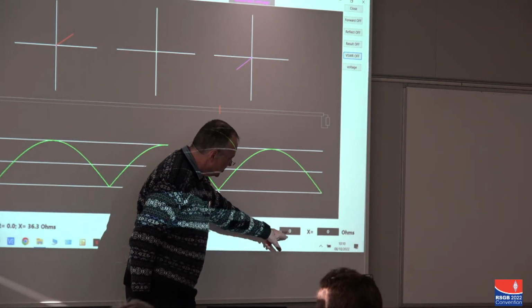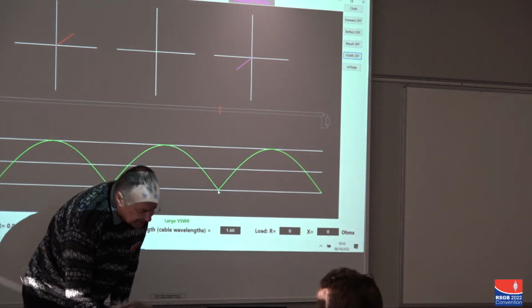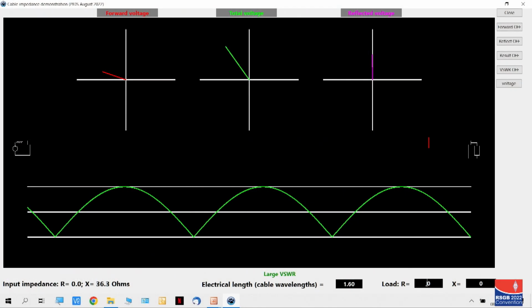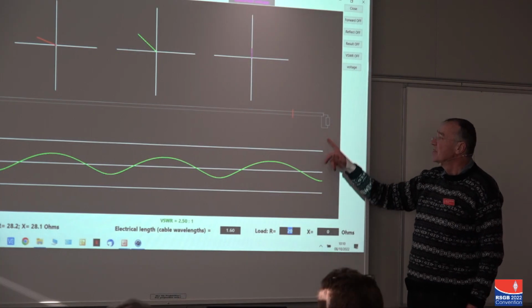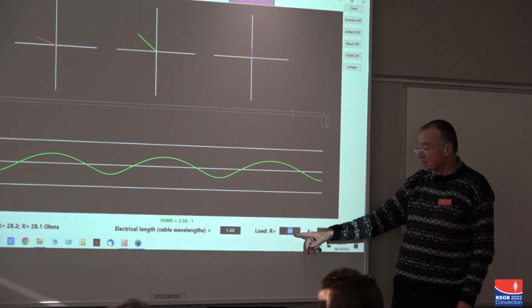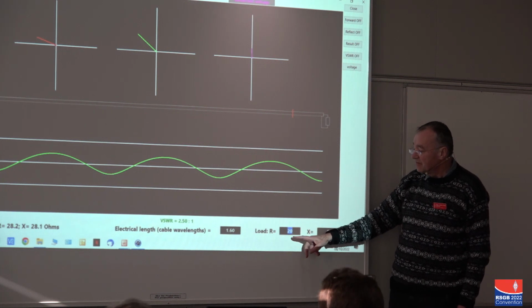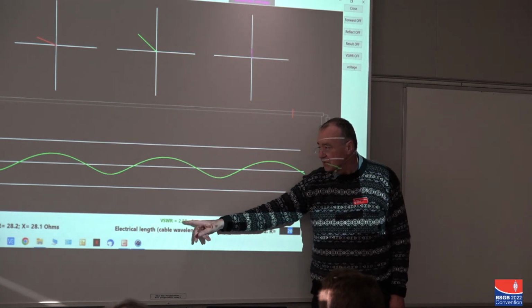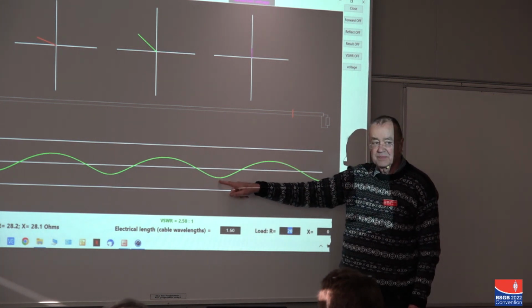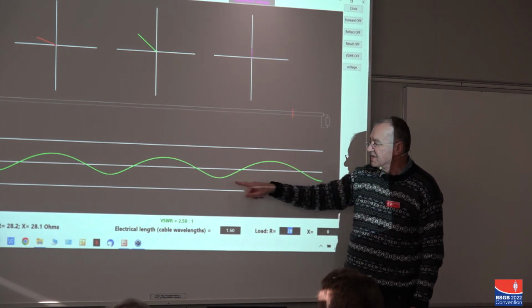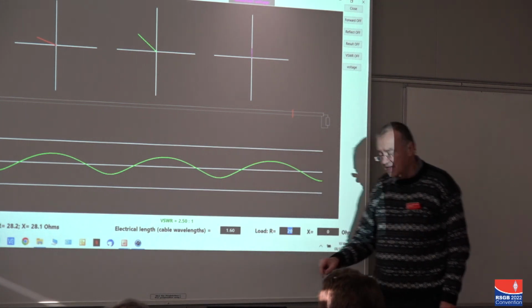Supposing I was to put, I don't know, 20 ohms in there, so let's put 20 ohms. So now what we have is a partial absorption of the power in the resistive element of the load. It's only a partial absorption. It gives rise to a standing wave ratio of 2.5 to 1. So that's the ratio of the biggest bit to the smallest bit. Measure that bit, divide by that bit, and you get 2.5.